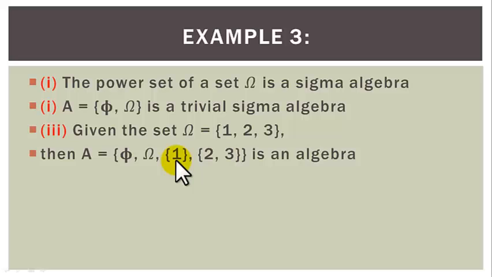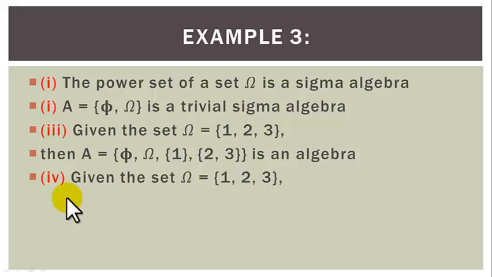And also, if you consider the finite union of the elements of this set, they are also there. Empty set union omega is omega. Omega union this set will give us omega, which is there. Omega union this set is omega, which is also there. This set union this will be the set containing 1, 2, and 3, which is omega. Omega is there. So you can see that this set A is closed under finite union. Hence, A is an algebra.